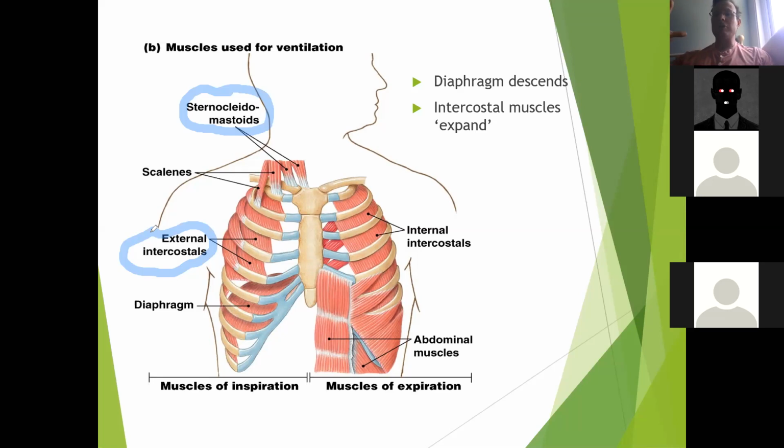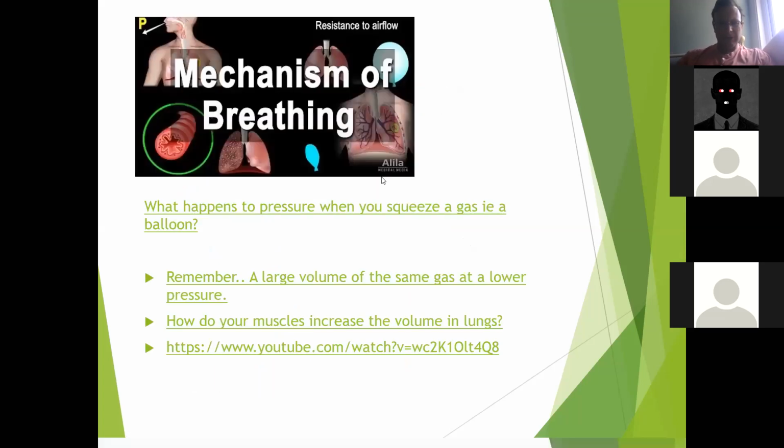So if you increase the chest size, you increase the volume, and you decrease the pressure. It allows air to be drawn into the lungs. So just make yourself a quick note there, and I'll clear that off whilst you do that. Okay, so hopefully you're pretty clear with that.